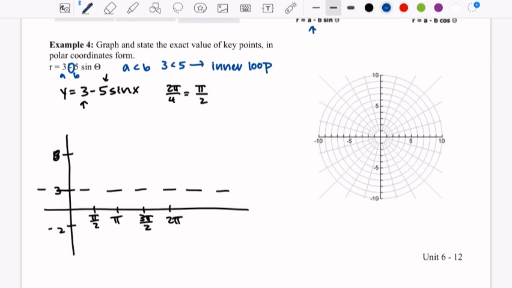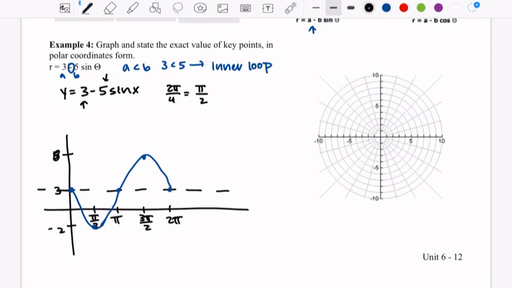All right, it's sine, so I know that we're going to start in the middle, but we are subtracting, which means that we're going to have a reflection. So instead of going high first, we're going to go low. Okay, we're going to start with those. If we need to add more points, we can definitely do that.